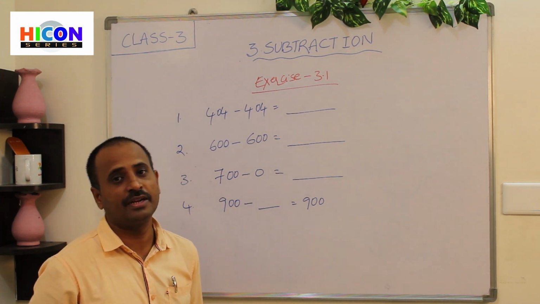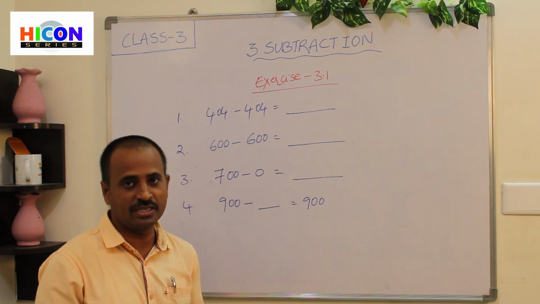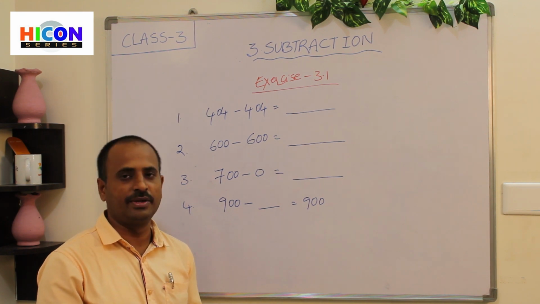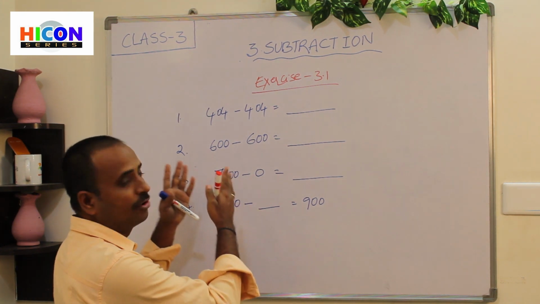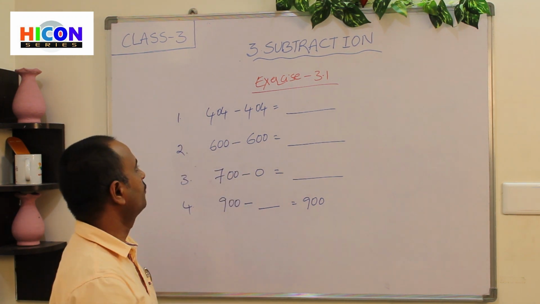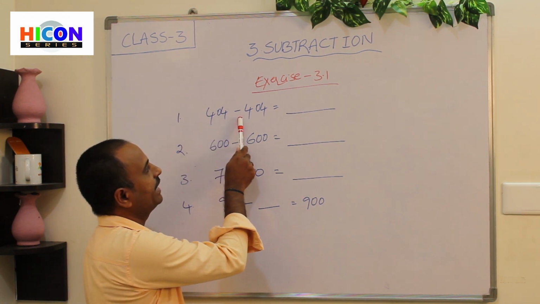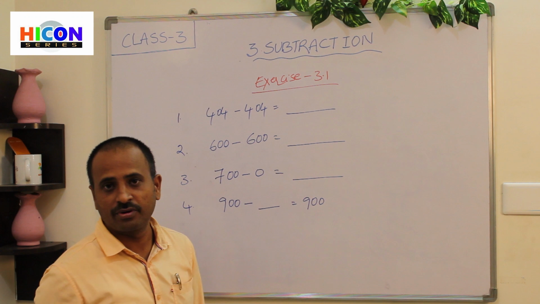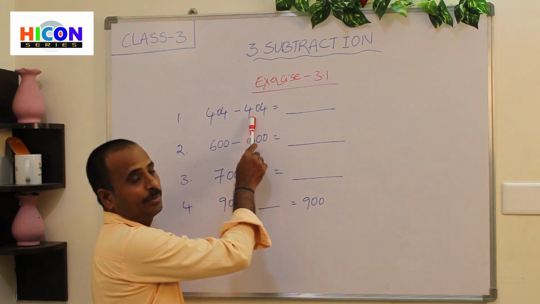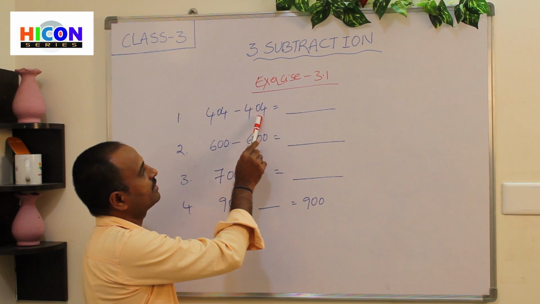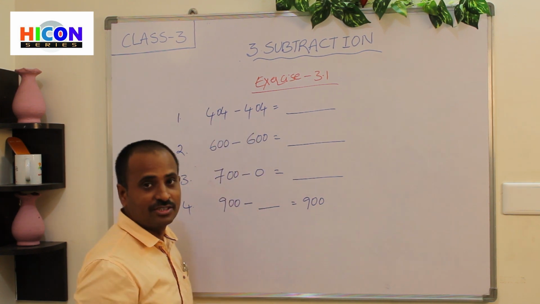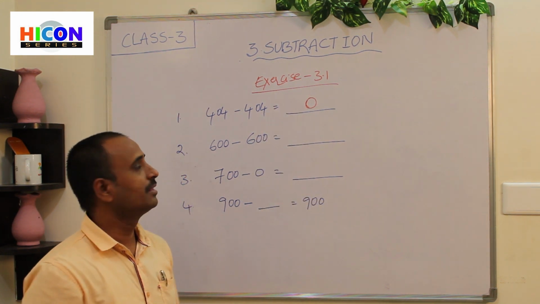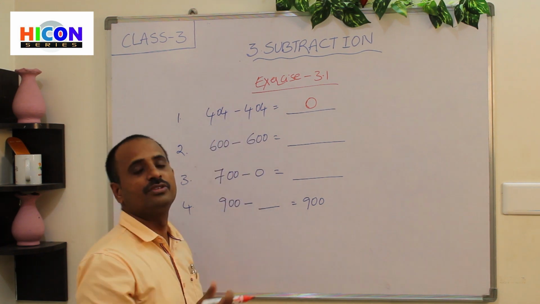So let us practice some subtractions which are based on the properties of subtraction. What are the properties of subtraction? If any number is subtracted from itself, we will get 0. And if we subtract 0 from any number, we will get the same number. By using these properties, now we will solve these subtractions. See the first subtraction, 404 minus 404. That means we are subtracting a number from the same number. The answer is 0. So according to subtraction facts, the difference between same numbers is 0.